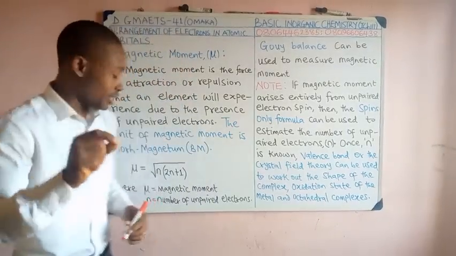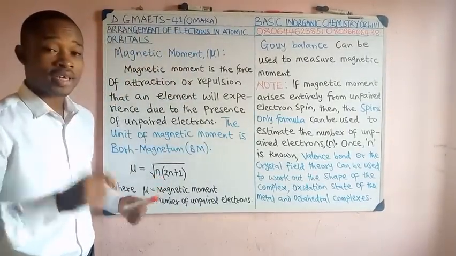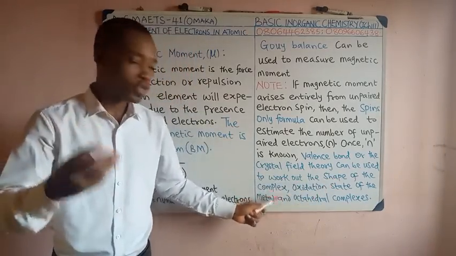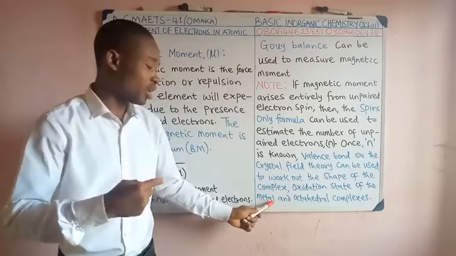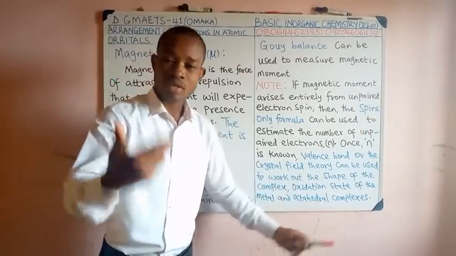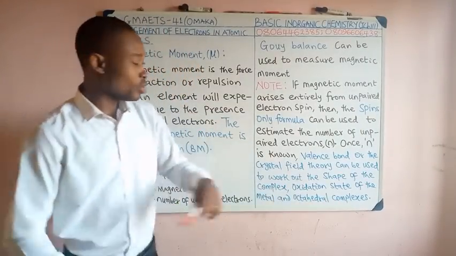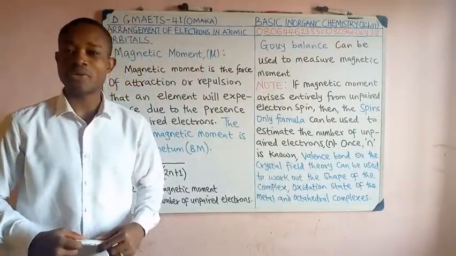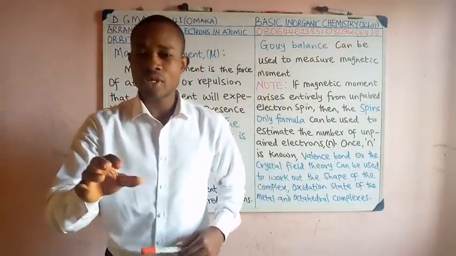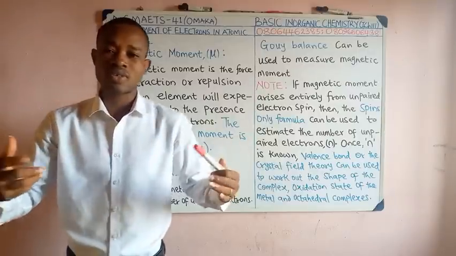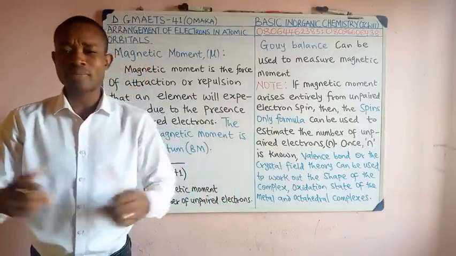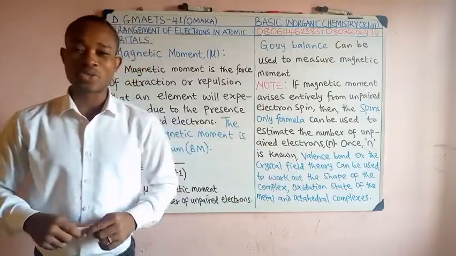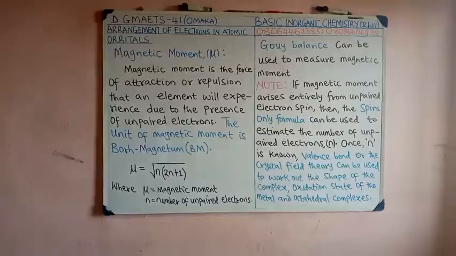Once we are able to determine the value of this n, that is the unpaired electrons, then it's possible for us to work out the shape of the complex and the oxidation state of the metal in octahedral complexes. We can do that by using valence bond theory or crystal field theory. In the next video, we're going to see classification of complexes into 2 of them, and possibly some examples of complexes that fall under either of these 2 classifications.